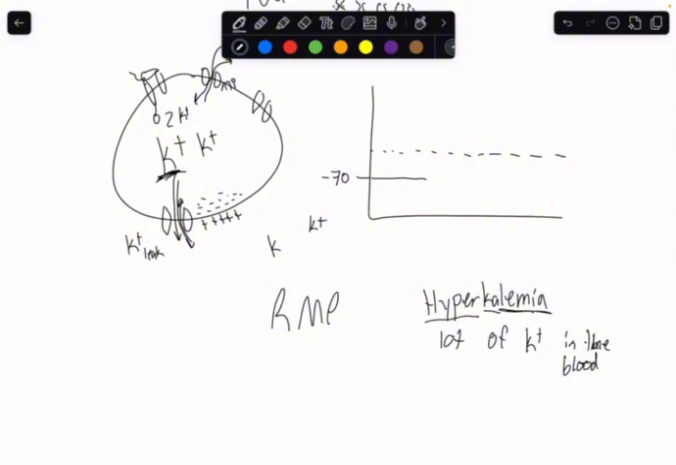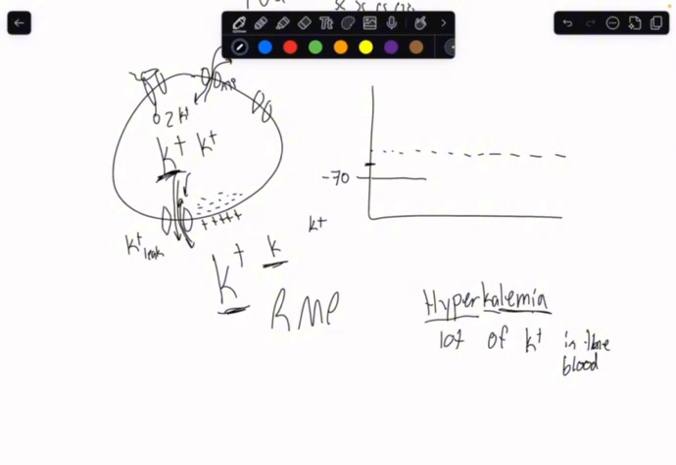It's only driven really to move outside the cell because of that chemical gradient of less potassium outside the cell. But if we increase that with hyperkalemia, there's less of a drive for this potassium to leave the cell. It'll still want to leave the cell because there's still just a ton inside the cell. But if there's already quite a bit on the outside, it'll be less inclined to leave the cell.